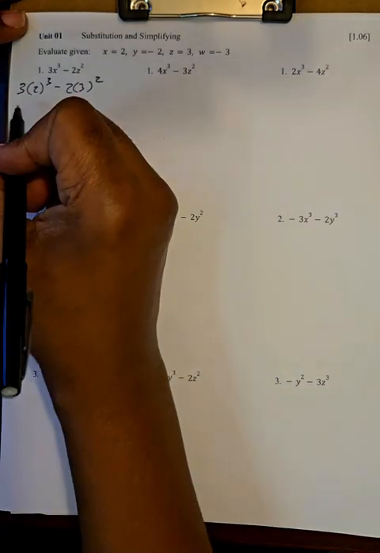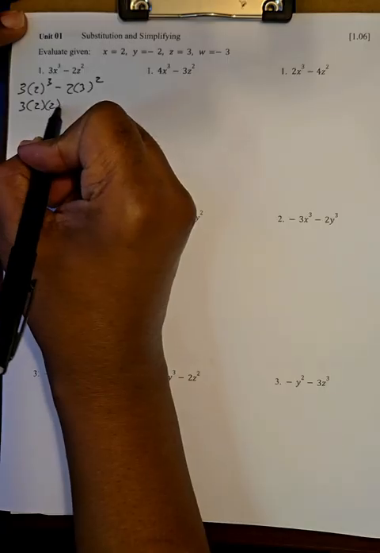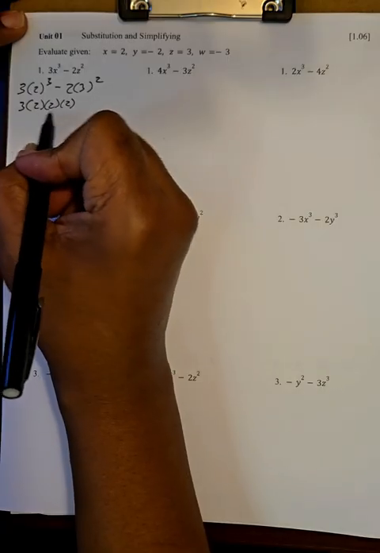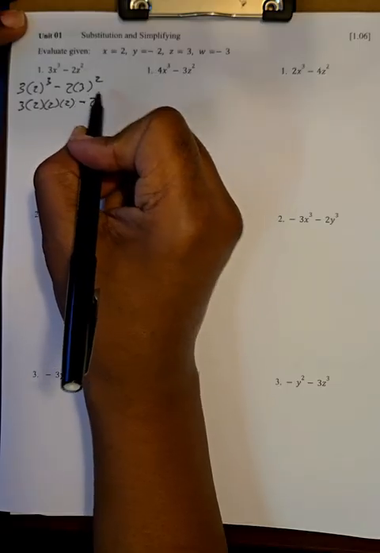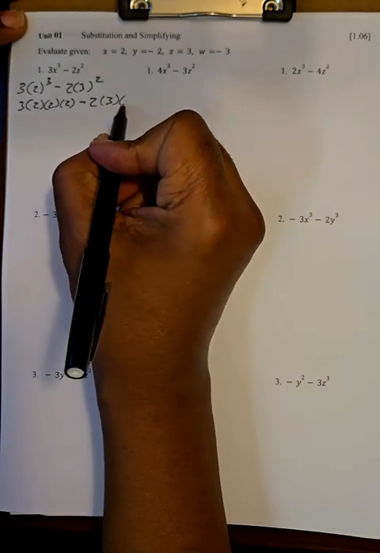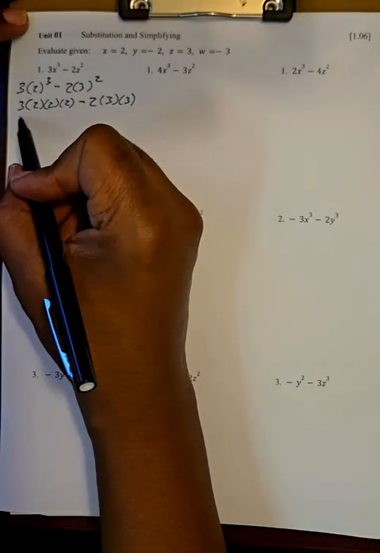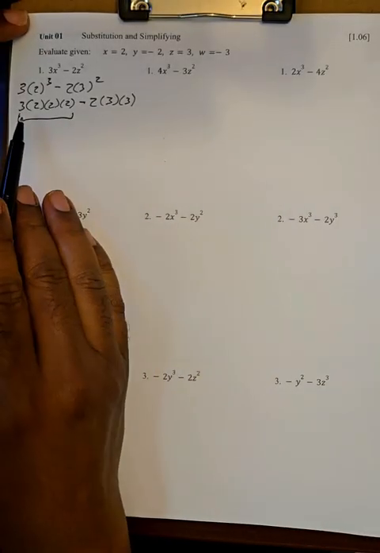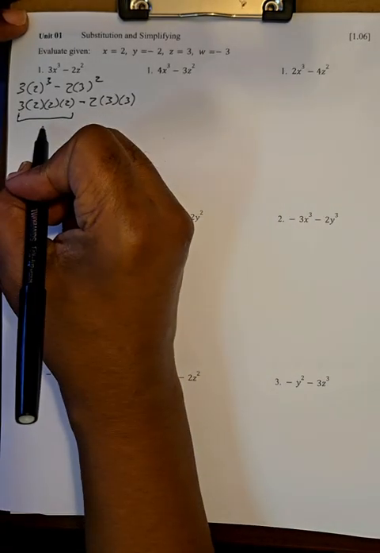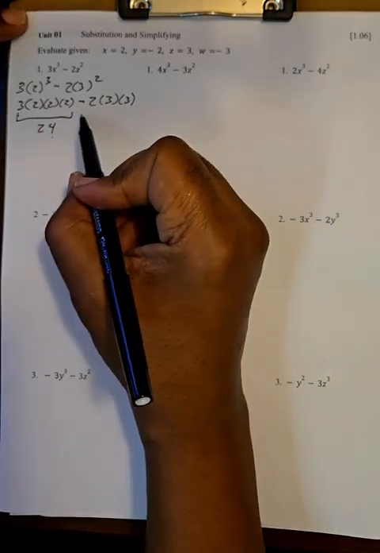Now, expansion. 3, and this will be 2 expanded into 2, 2, 2. The minus, the 2 here, and the 3 expanded twice. Okay, now it's time for multiplication. 3 times 2 times 2 times 2, this is basically a 6 times 4, which is 24. There's no negatives, so that'll be a positive 24.